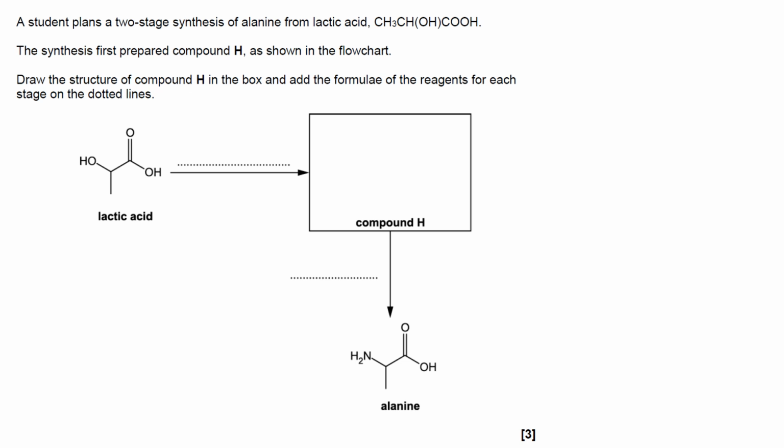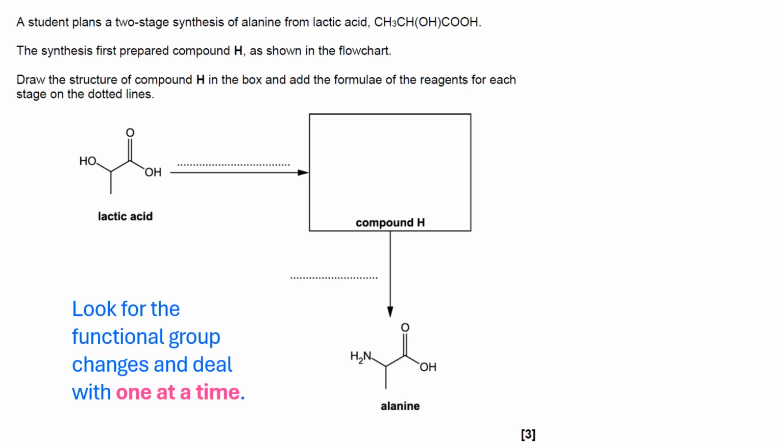It starts off by saying if a student plans a two-stage synthesis of alanine from lactic acid. It obviously gives you the structure of both of them. And the main thing to consider when doing this type of question, which is very popular and very common with lots of exam boards, is look for the functional group changes and deal with one at a time.